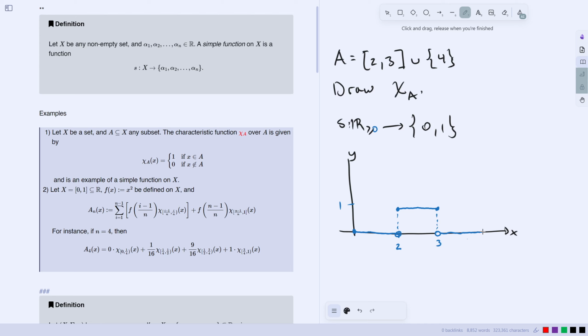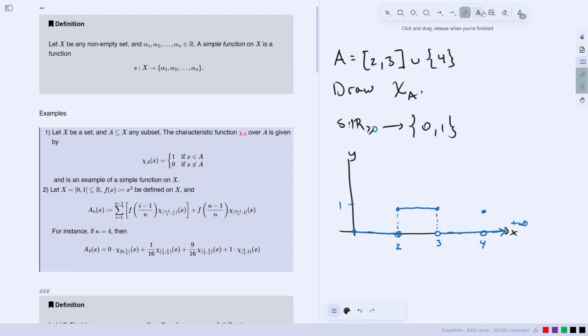And then boom, once we hit 4, it's equal to 1, but just at 4, nothing around it. And it'll go back down to 0. And it'll keep going that way off to positive infinity. All right, it's very simple.